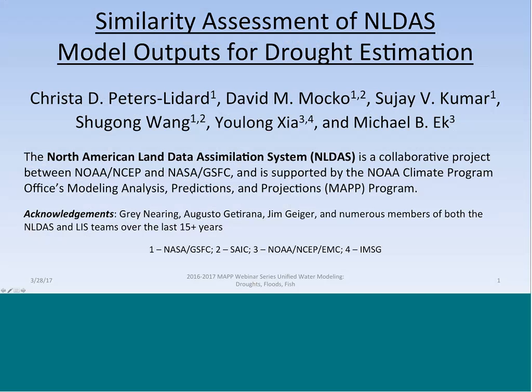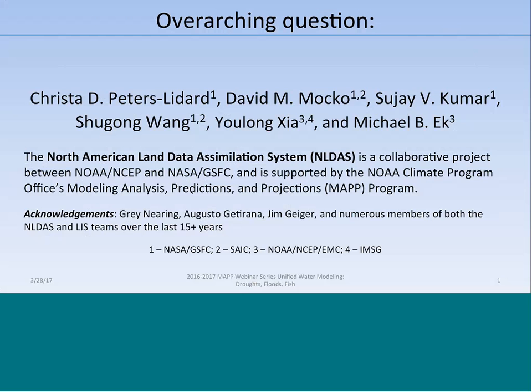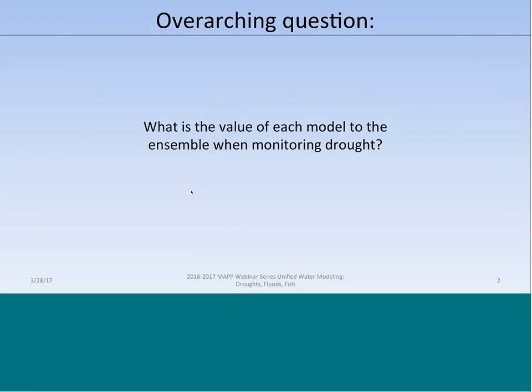Okay, so here's my talk. The title of the talk is Similarity Assessment of NLDAS Model Outputs for Drought Estimation, and I want to acknowledge my co-authors, David Mako, Sujay Kumar, Shugang Wen, Yilong Xia, and Mike Eck. And this project really builds on the success of NLDAS, and there's been contributions from many people on the NLDAS and LIST teams over the last 15 years. So thanks to all of them, and thanks to the MAP program for support.